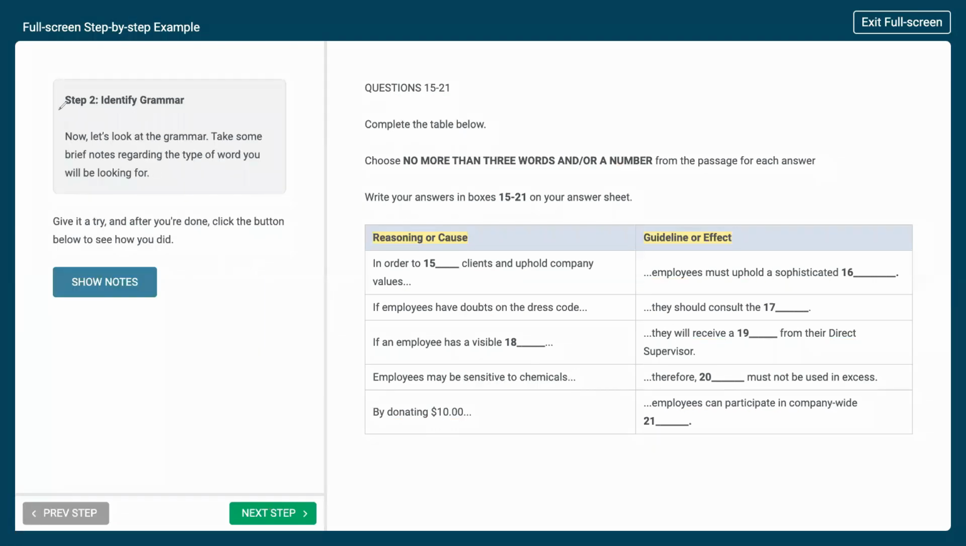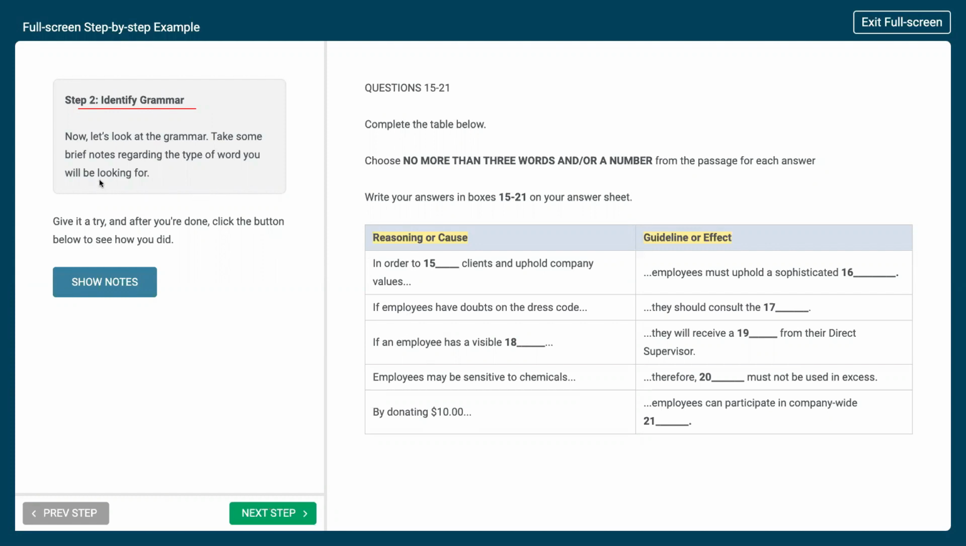Okay, now we have our step 2. We've done our keywords. Now we're going to identify the grammar. And remember, if you're thinking that this is time consuming, I am going slower just to explain everything to you. When you do this at home or on the exam, it should really not take you that long because you won't be explaining it to anyone.